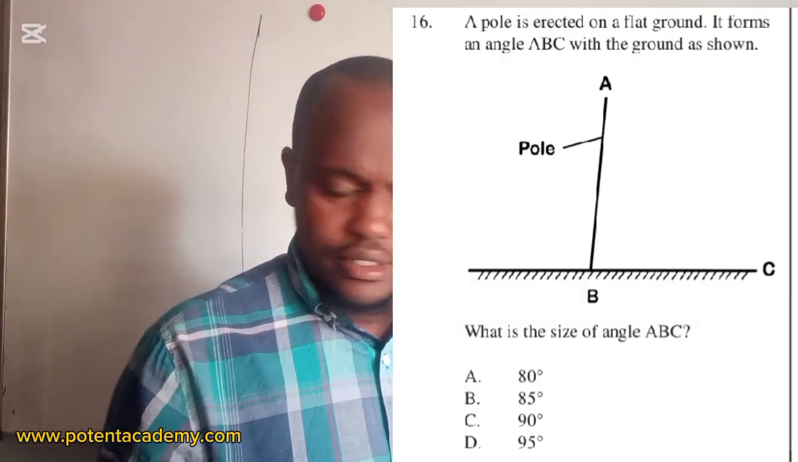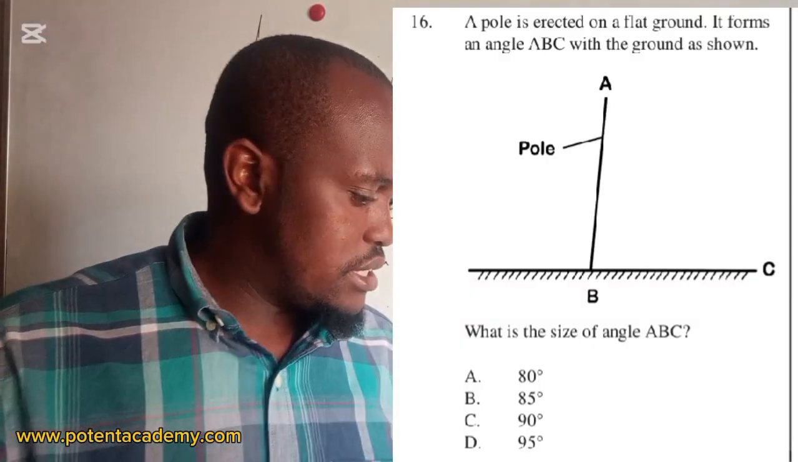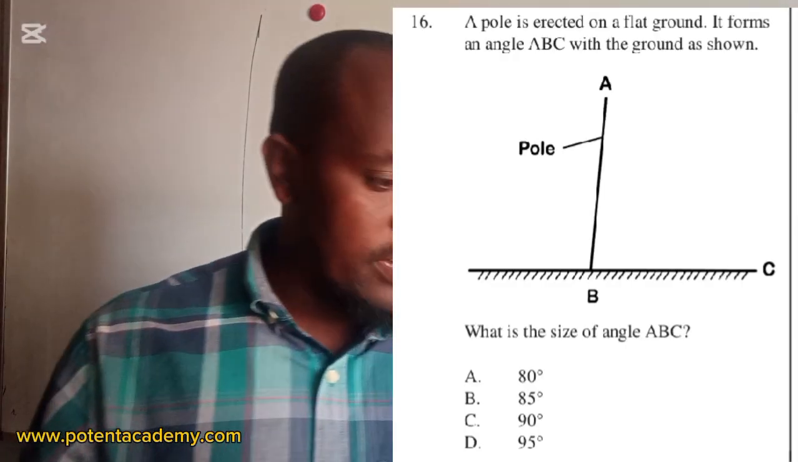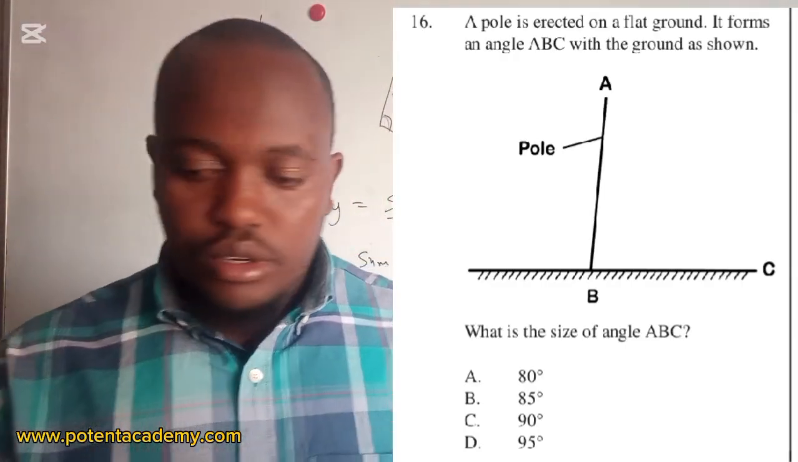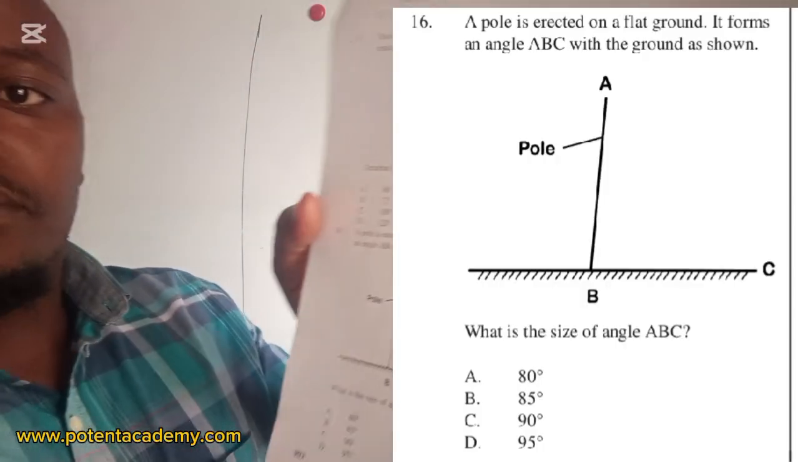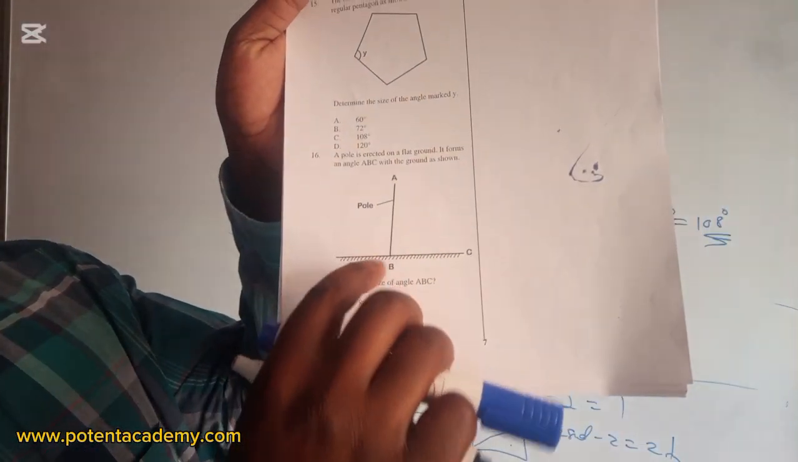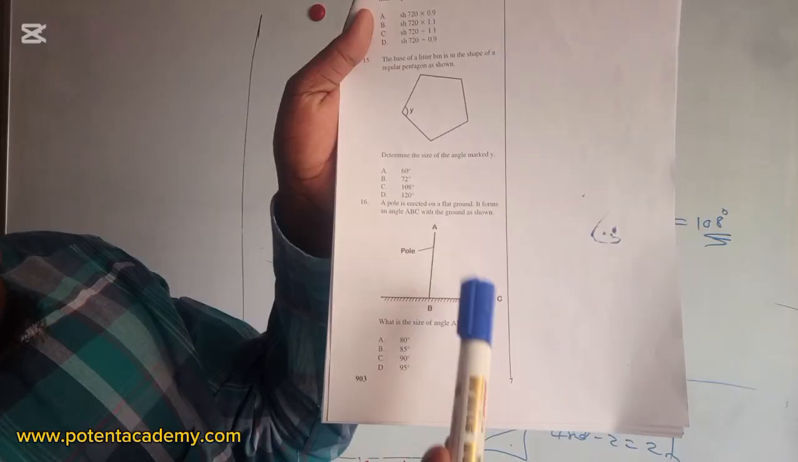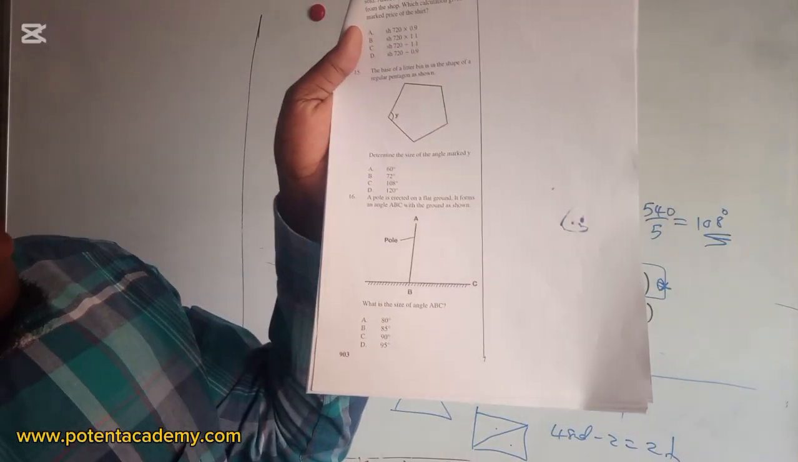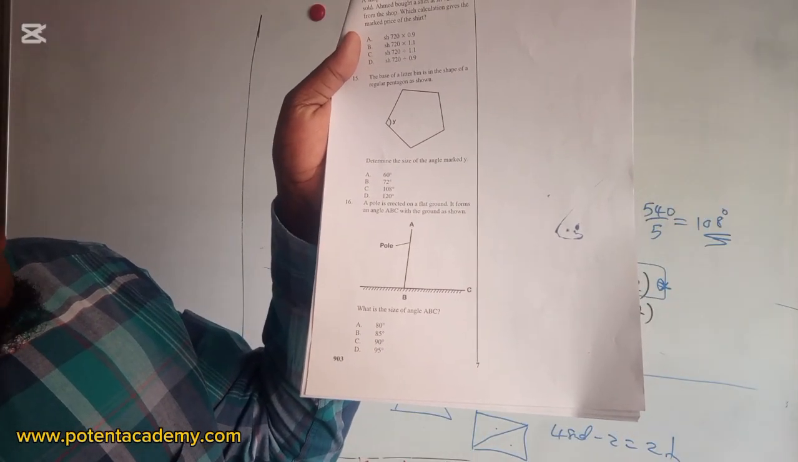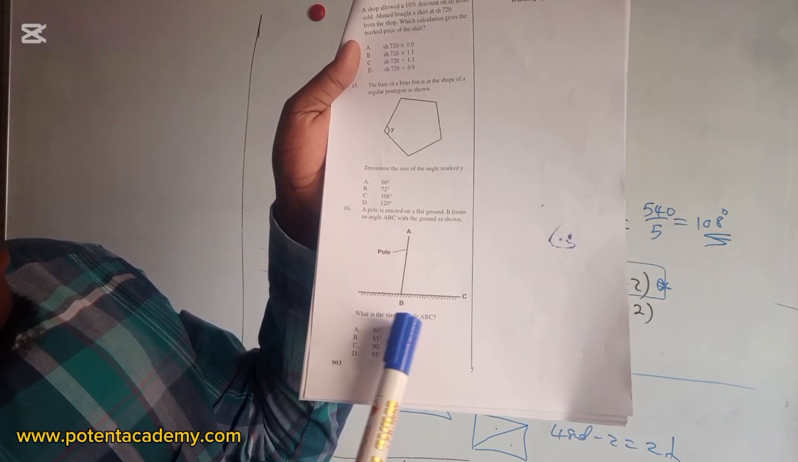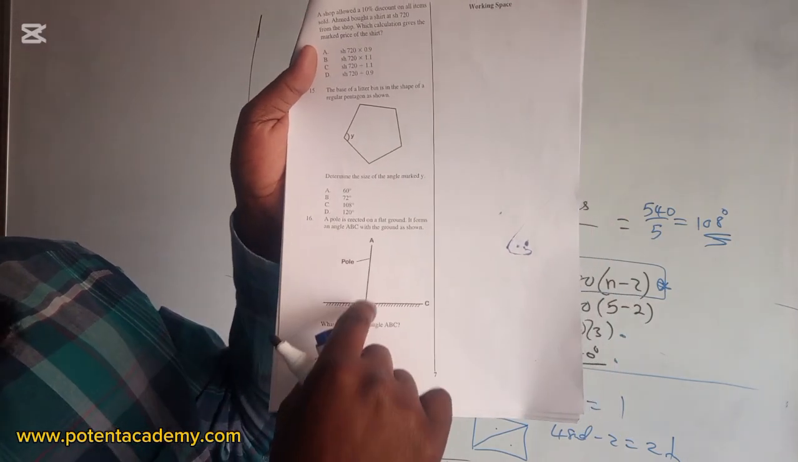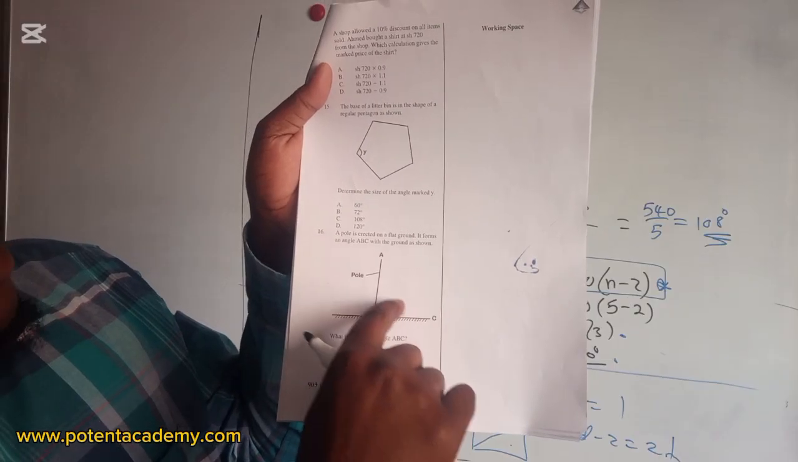Question 16. I had a protractor around, I'm sure I have misplaced it. So I'll not waste time on this question. However, when you take a protractor, you make sure you read it correctly. You are being asked: the pole is erected on a flat ground, it forms an angle ABC with the ground. What's the size of angle ABC? Use a protractor and read from this end.